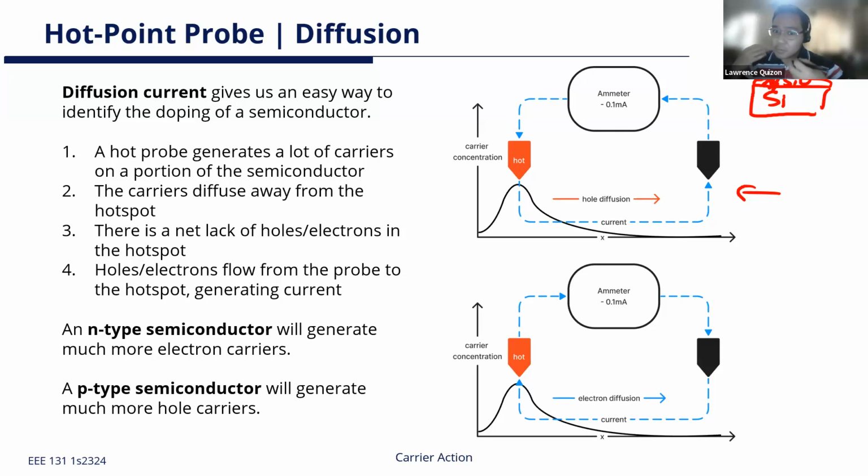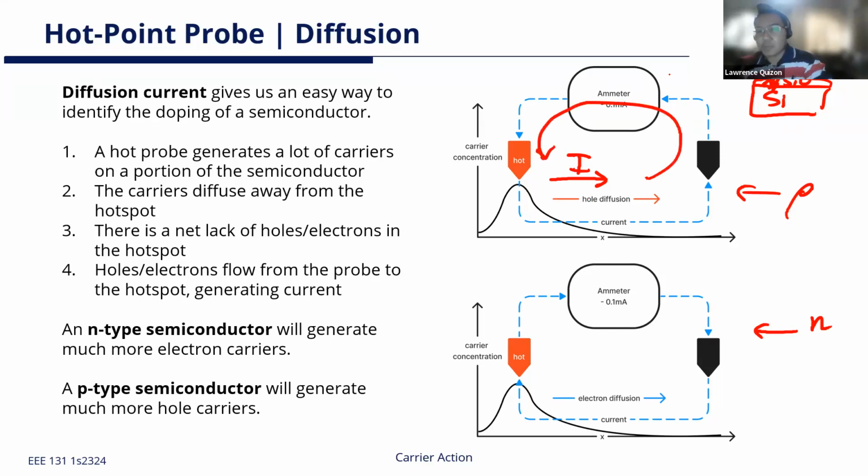Holes. Holes are your carrier, which means this is p-type, right? This is n-type. Okay. So when holes are your majority carrier, the hot probe will make a lot of holes here, so the holes will diffuse that way. So what's the direction of the current? That way, because holes are positively charged, and current is the direction of positive charge, right? So if you complete the circuit, your ammeter will say there's a current going that way. And that's how you tell that it's p-type.